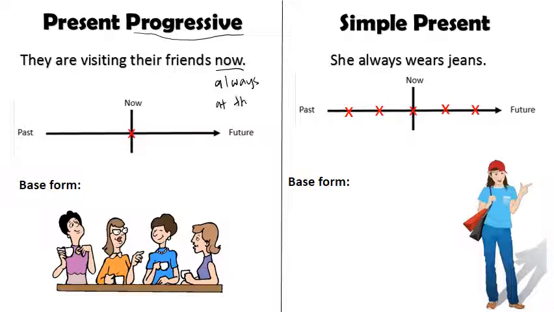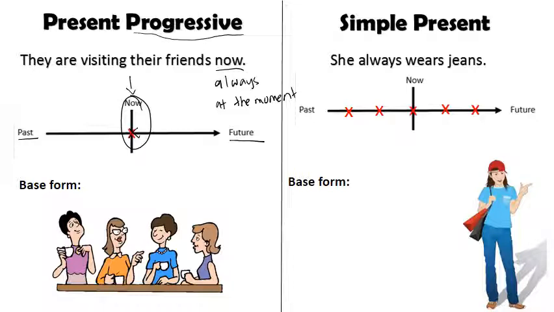And if we look at this line down here, you'll see that it is just happening now in the present. It didn't start in the past, it's not going into the future, it's just happening now. So if we look at the sentence, it says they are visiting their friends now. Do we know if they did yesterday? Do they know if they do this daily? Do we know if they're going to continue to do this? We don't know. We just know that it is happening now.